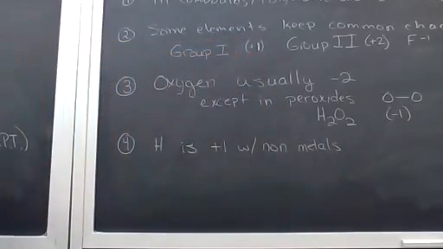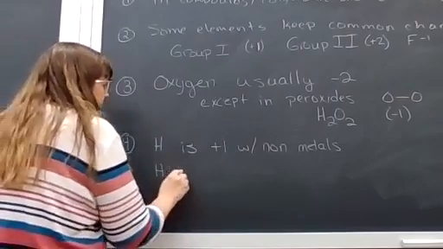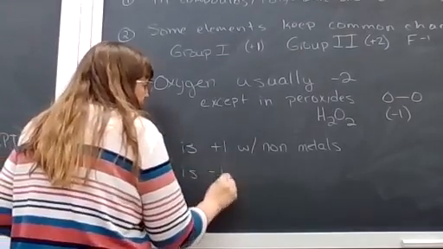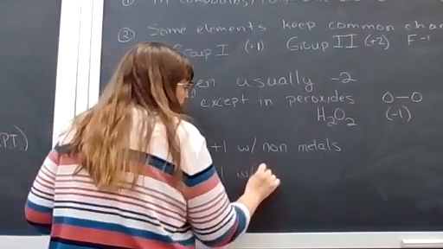Okay. Hydrogen is going to be +1 with metals. For your purposes, it is always +1. I will never give it to you other than H2, where it's a pure element and it's 0. But if it is bonded to a metal, which can happen, it will be -1.